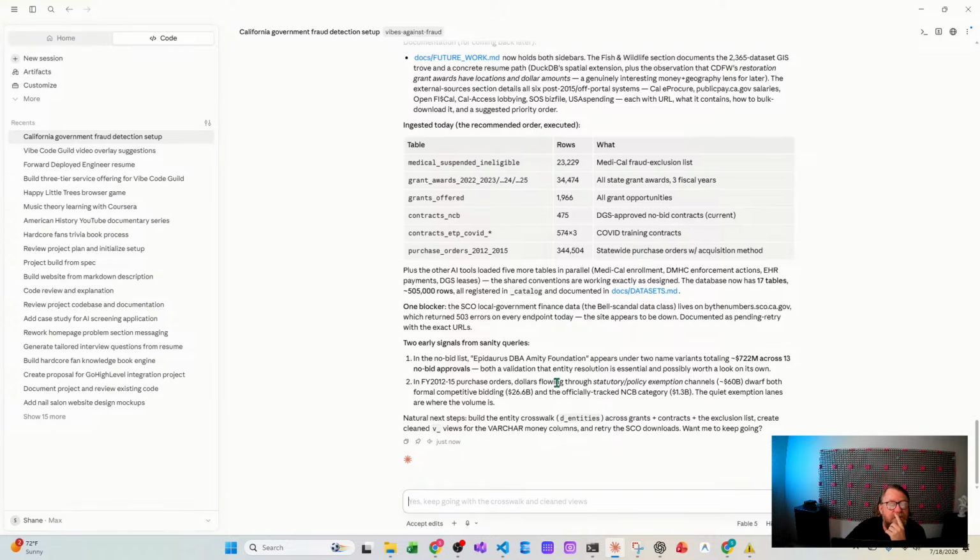Okay. Interesting. So two early signals from the sanity queries in the no bid list. Epidarius DBA Amity Foundation. That sounds shady right away. Appears under two name variants, total $722 million against 13 no bid approvals. That is insane. It's still stuck on this 2012 to 2015 purchase orders, which I don't really know what we're going to do about that. That's like way too old.